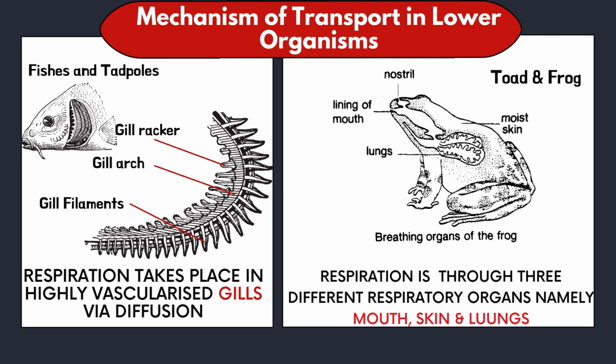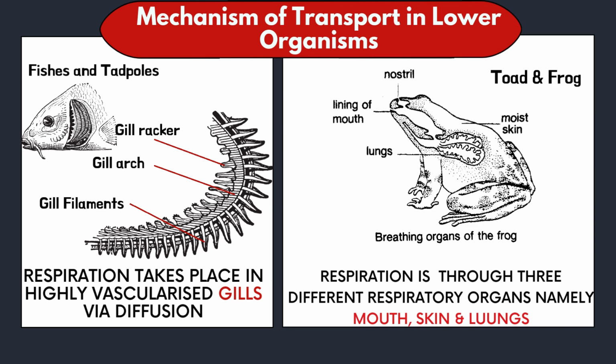To remove carbon dioxide from the body, the toad will raise the floor of the buccal cavity, thereby raising the air pressure inside the cavity. By so doing, the nostrils are opened and air containing carbon dioxide is forced out to the environment.